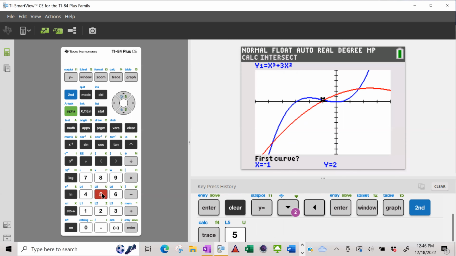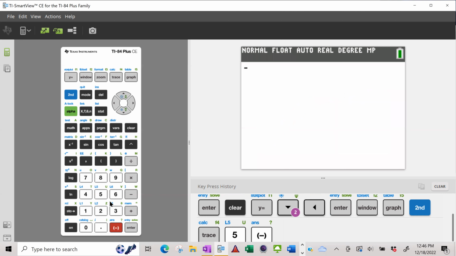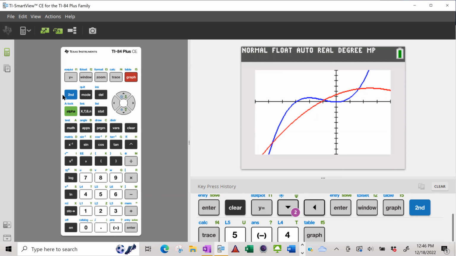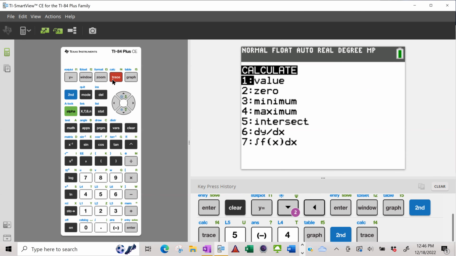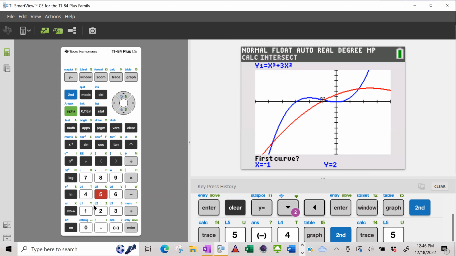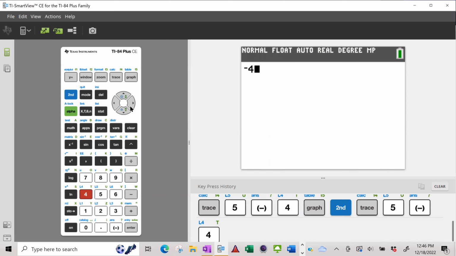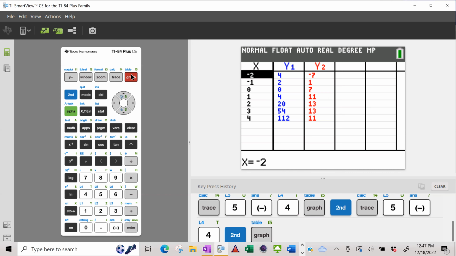Intersect. So the first curve, let's take a guess at negative 1, negative 2, negative 3, negative 4. I'll guess at negative 4. Whoops. Let's try that again. Graph. And then intersect. Negative 4. Darn it, it's not doing what I wanted it to. So I guess I have to cursor over there.